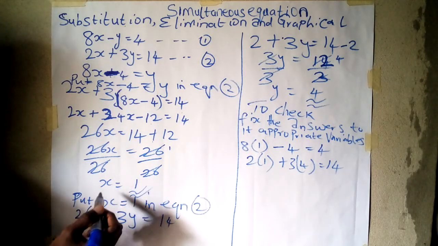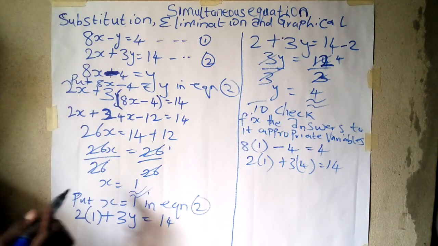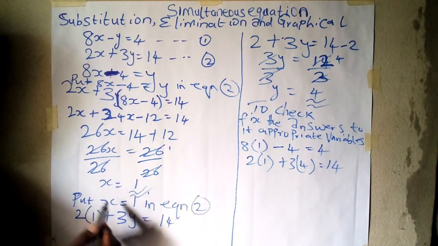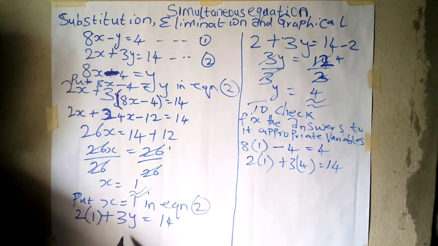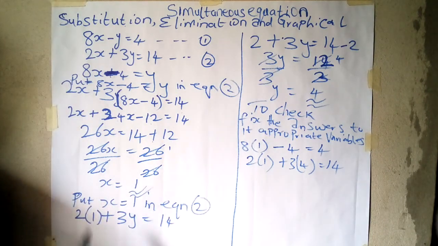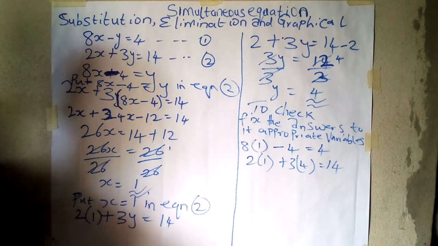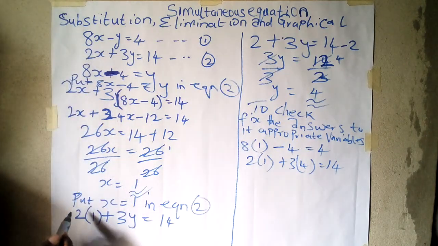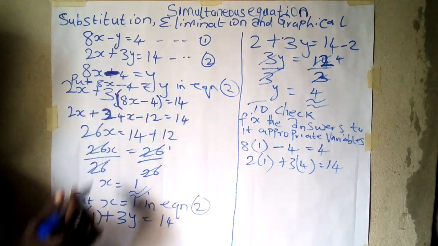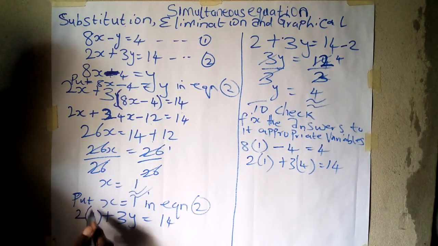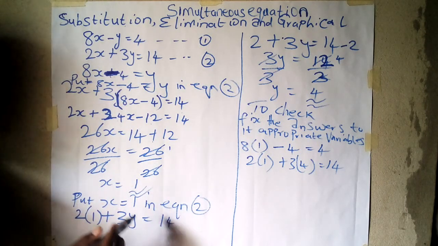Now we have found the value of x. In order to find the value of y, we now put x is equal to 1 in equation 2. That is, substitute x is equal to 1 in equation 2, meaning wherever you see x, substitute it with 1. So now, remember, we had 2x plus 3y is equal to 14. We can now say 2 bracket 1, which represents x, plus 3y is equal to 14.